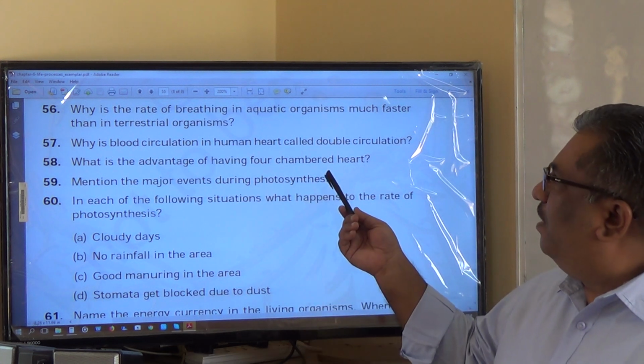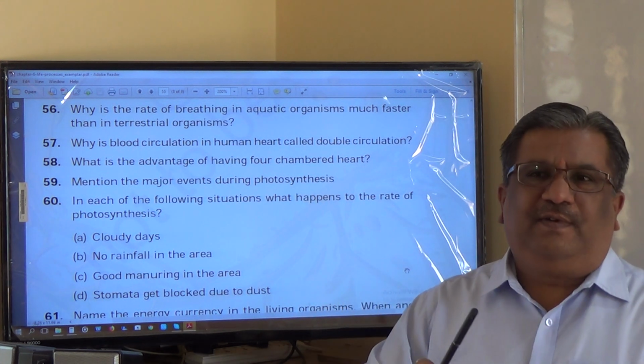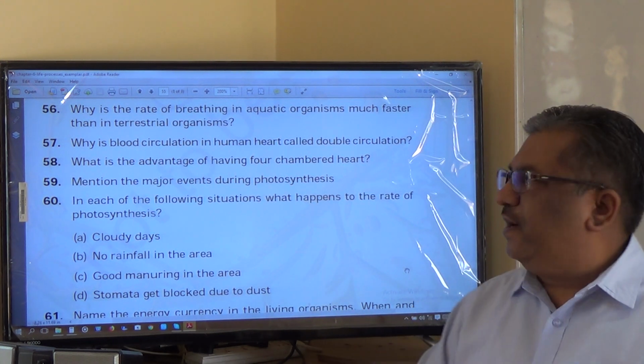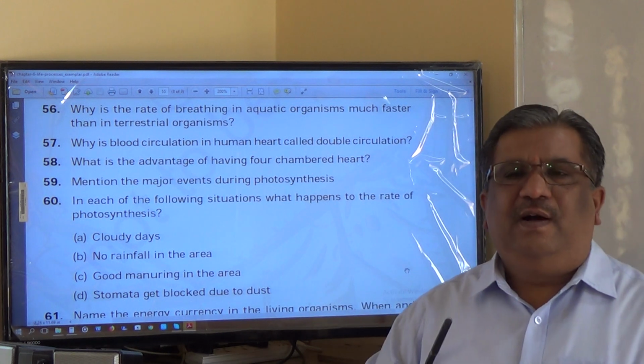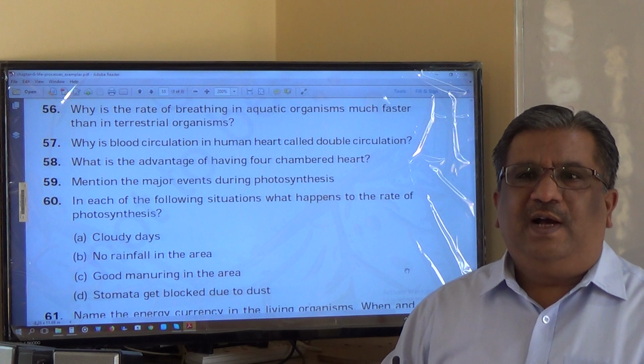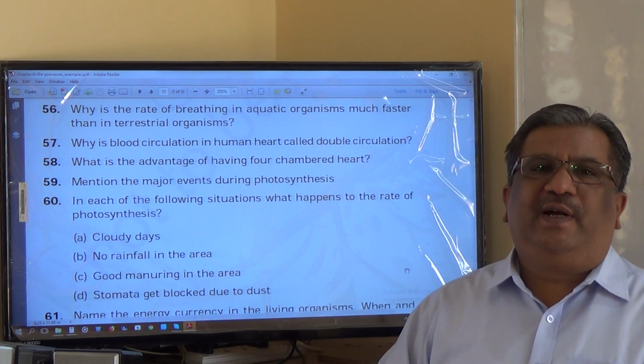That means intermixing of oxygenated and deoxygenated blood is totally avoided in case of 4-chambered heart, which ensures efficient supply of oxygen to such animals which require to maintain their body temperature.